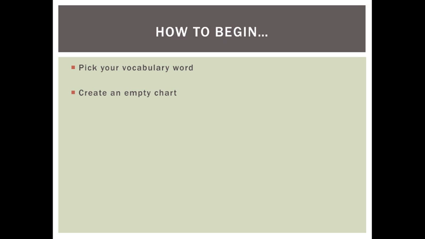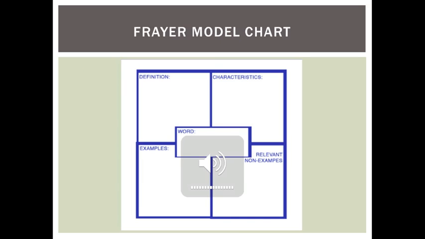The chart is simple and can be either hand-drawn or created in a Word document. The chart has 5 boxes. The box in the center is where you will write the vocabulary word. The definition of the word goes in the upper left-hand corner, and characteristics of the word are put in the upper right-hand corner. In the lower left-hand corner, you will give a few examples of the vocabulary word, and in the lower right-hand corner, you will list relevant non-examples.